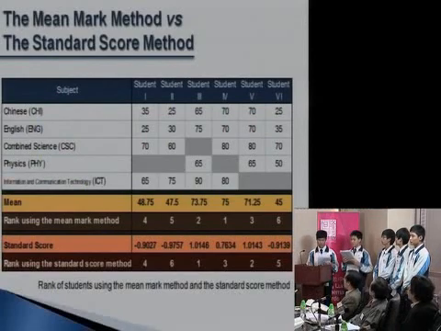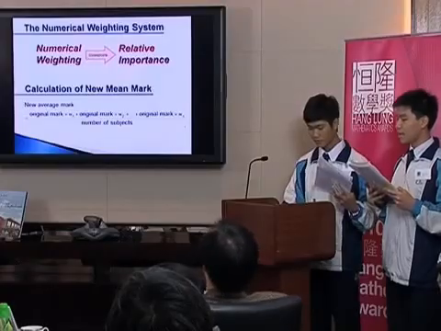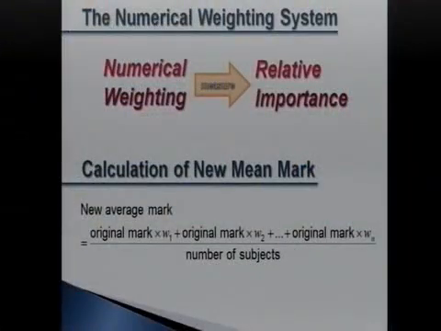In our research, we try to use the statistical method to assign a numerical weighting to each subject, aiming to measure the relative importance of each subject. The mark of each subject of a student will then be adjusted using the set of weighting generated, and the average of the adjusted marks will be used for the ranking of students.